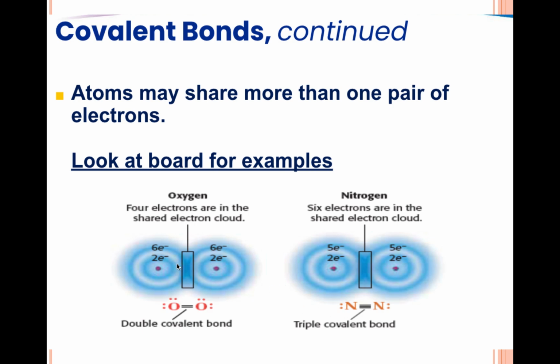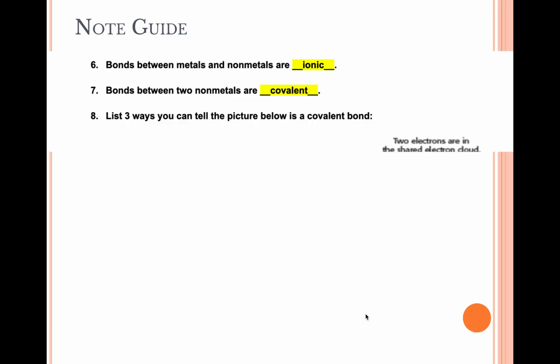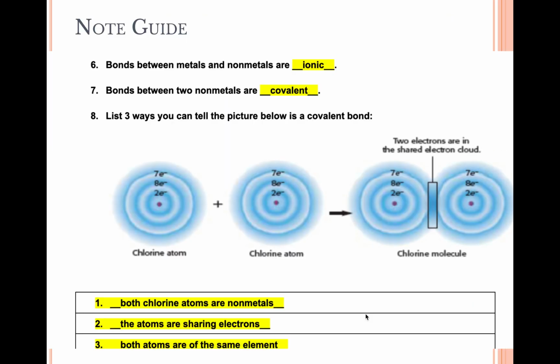If you look here, there's oxygen. We're going to draw these Lewis dot structures eventually. Oxygen has 6 valence electrons. If 2 oxygens are near each other, they both need to gain 2, so they share 2 pairs. Each of them will share 2. Nitrogen would need to share 3 pairs, and that's what this shows here. Go ahead and pause and put this in your notes.